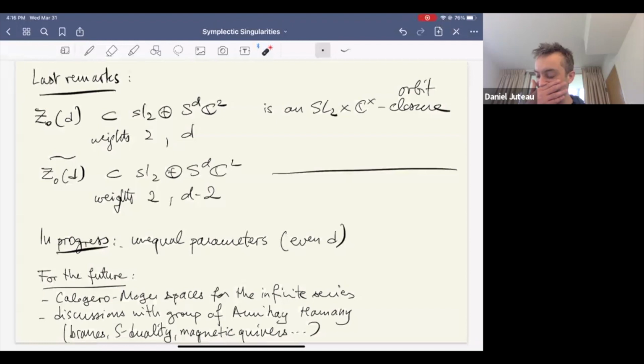And yeah, it's very interesting, but the thing is that I couldn't understand the first line in the papers. So since January, I've been talking with Antoine Bourget in particular. And so I'm slowly learning about branes, Coulomb branches, and magnetic quivers.